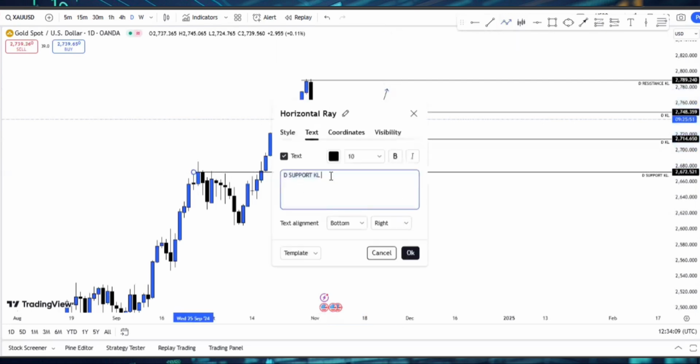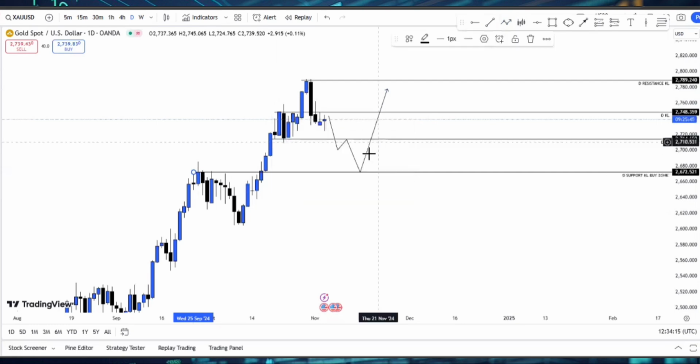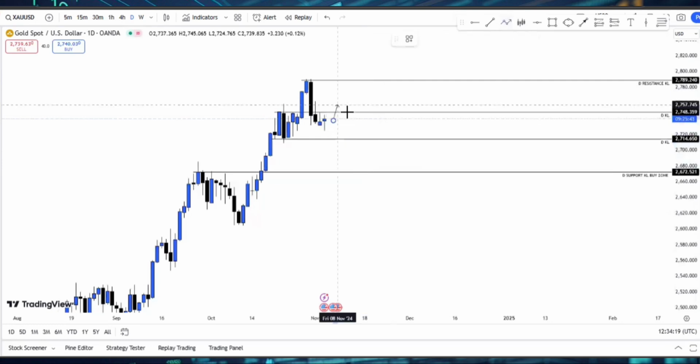Let me put this one as a buy zone. This is a buy zone. All right, that is what I'll be expecting from the daily time frame. But if at all price checks out this key level, pushback, retest, this key level of 2748.359, this key level here, then if price breaks it, pushes back to retest, I'll look for a buying opportunity.